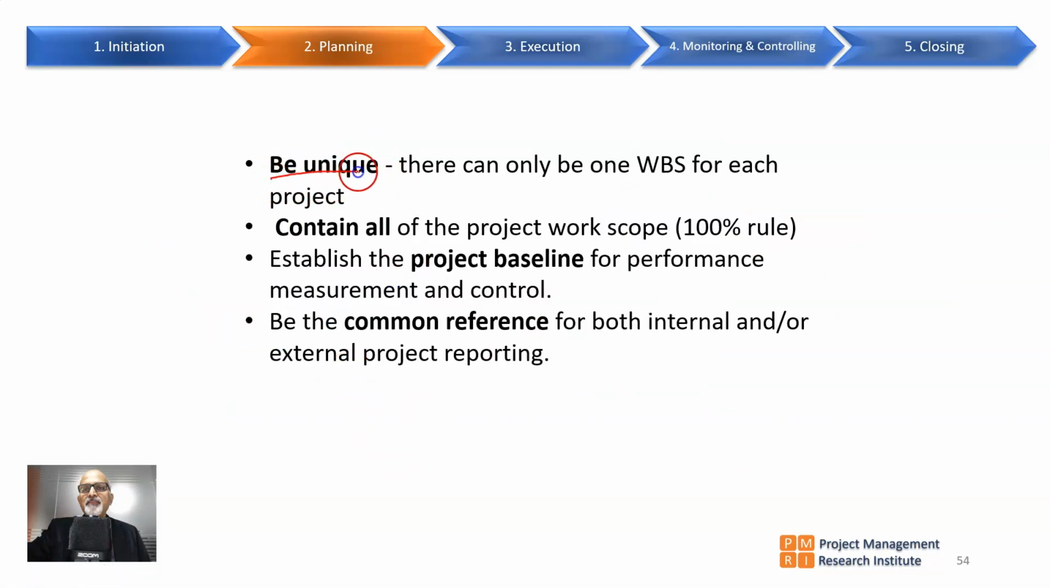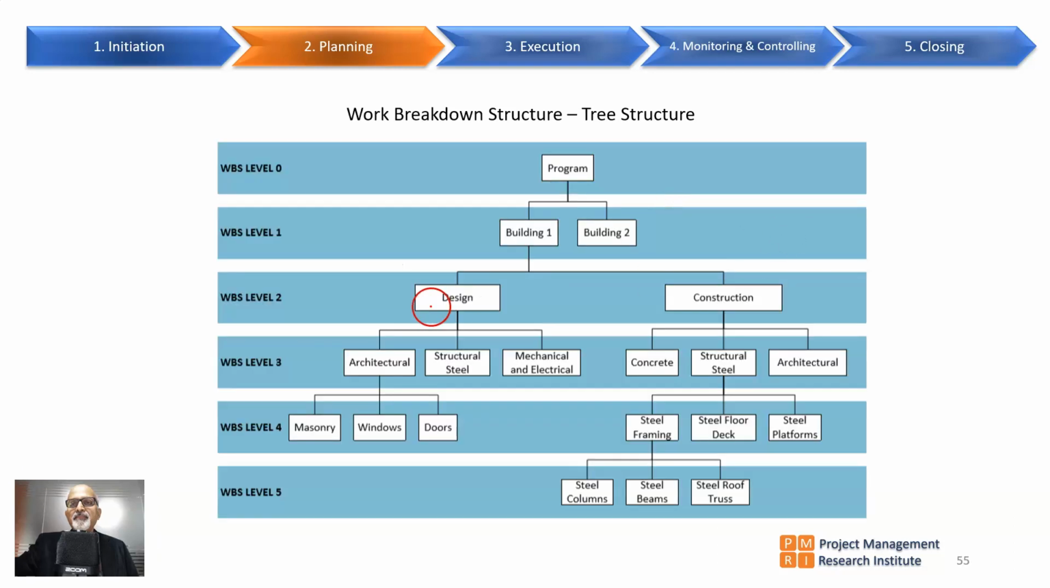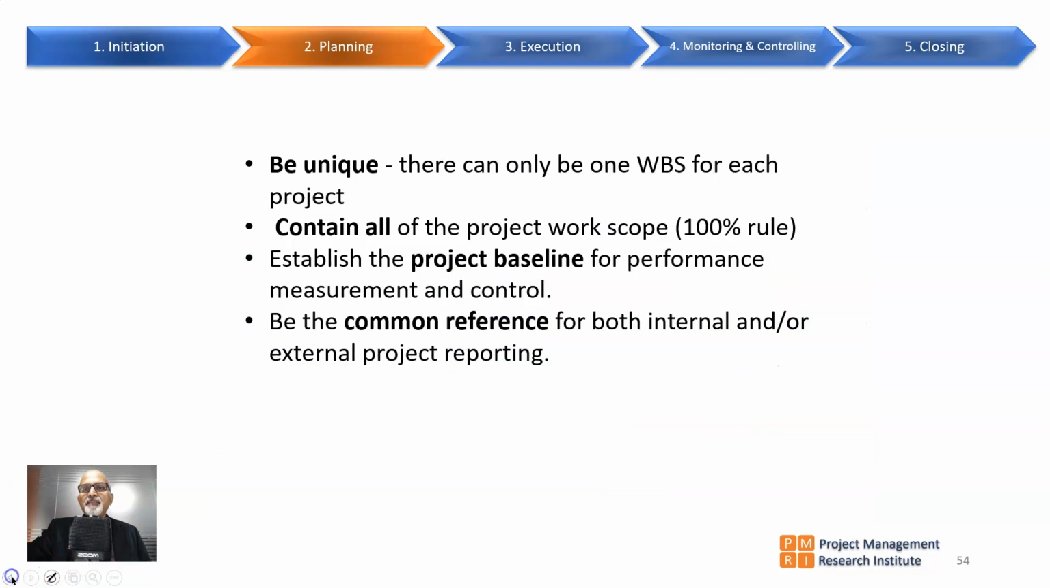In a project there should be only one work package, one WBS. You cannot have multiple work breakdown structures for each project. Every project should have only just one WBS. It should contain all the project's work scope. That is known as the 100% rule.